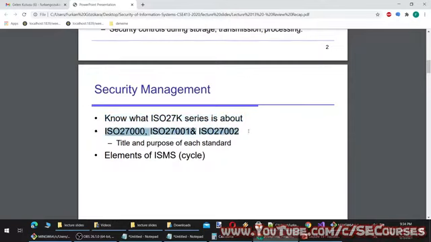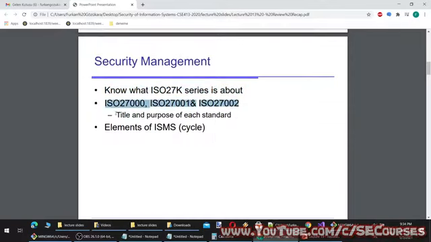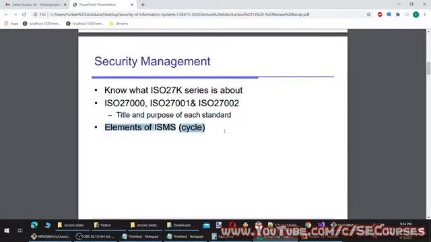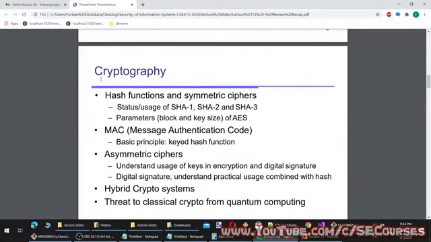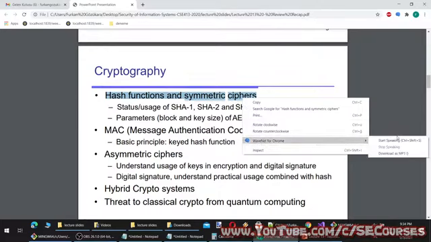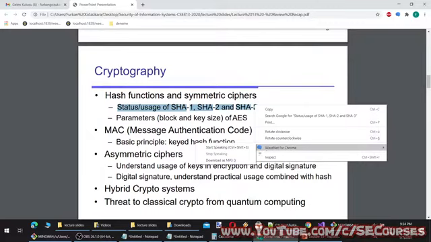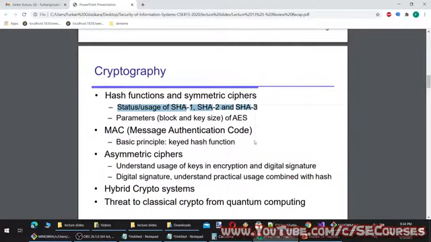Know what the ISO 27K series is about: ISO 27000, ISO 27001 and ISO 27002, the title and purpose of each standard. Elements of the ISMS cycle. Cryptography. Hash functions and symmetric ciphers. Status and usage of SHA-1, SHA-2 and SHA-3.